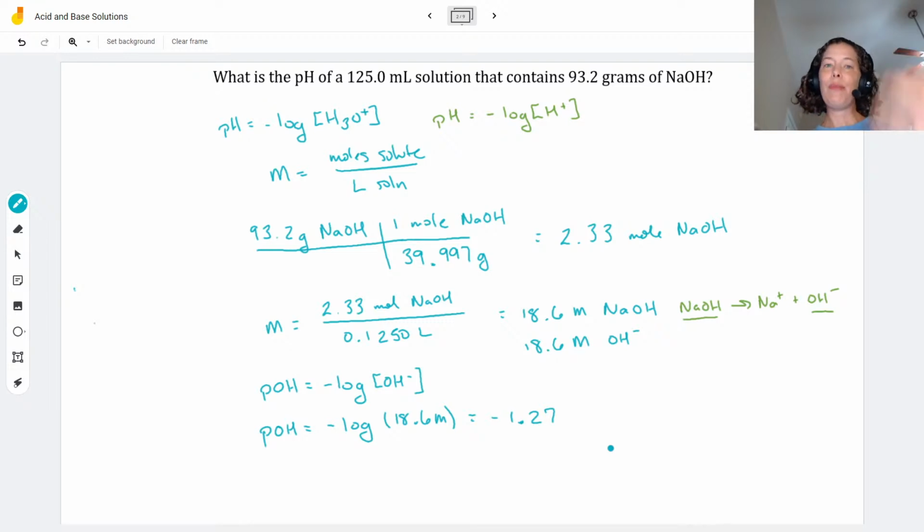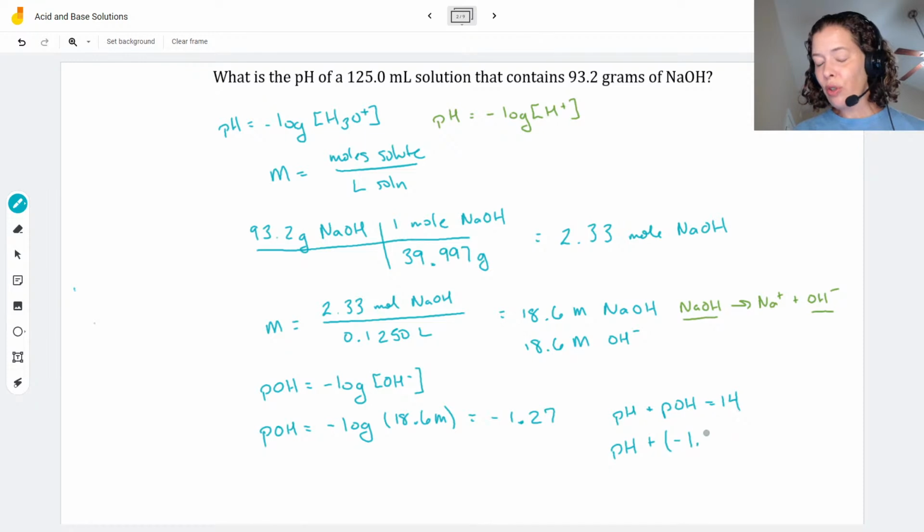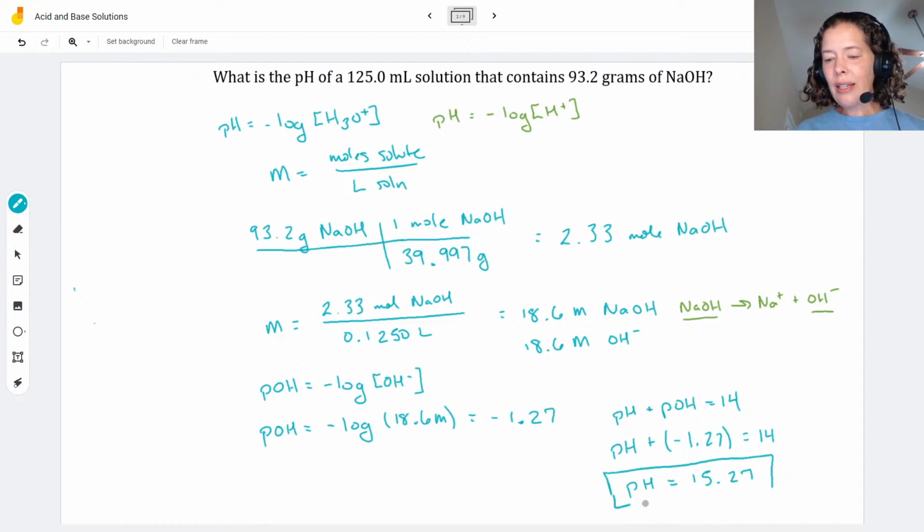So we need to connect pOH and pH, and that formula is pH plus pOH equals 14. So it's a really, really simple formula. So that means all I need to do is plug in my value for pOH. And yes, make sure you keep the negative here. And so that is going to give me a pH of 15.27.